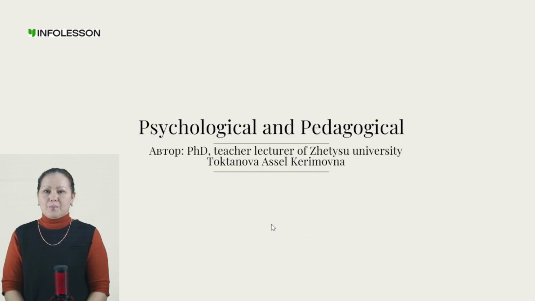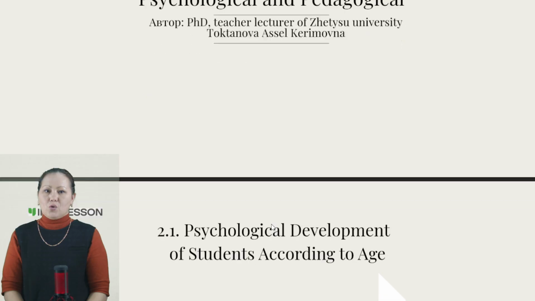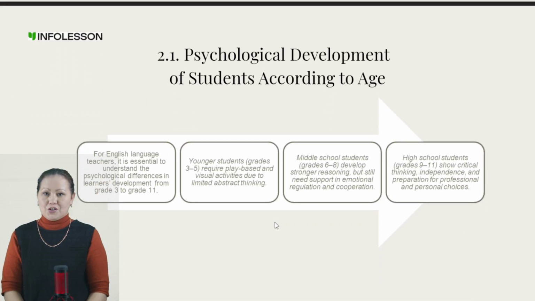Today we will speak about psychological and pedagogical aspects of educational process. In this model, we will speak about psychological development according to students' age characteristics. Understanding learners' psychological development and age characteristics is one of the essential prerequisites for effective foreign language teaching.